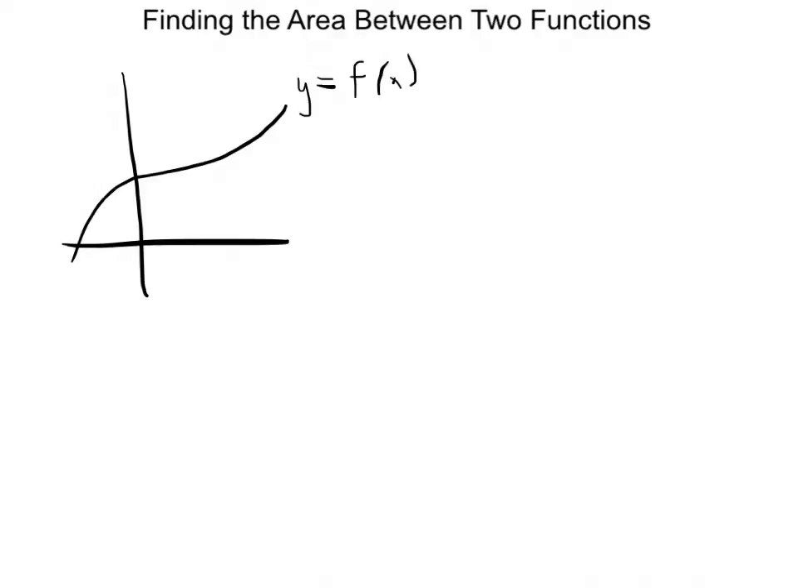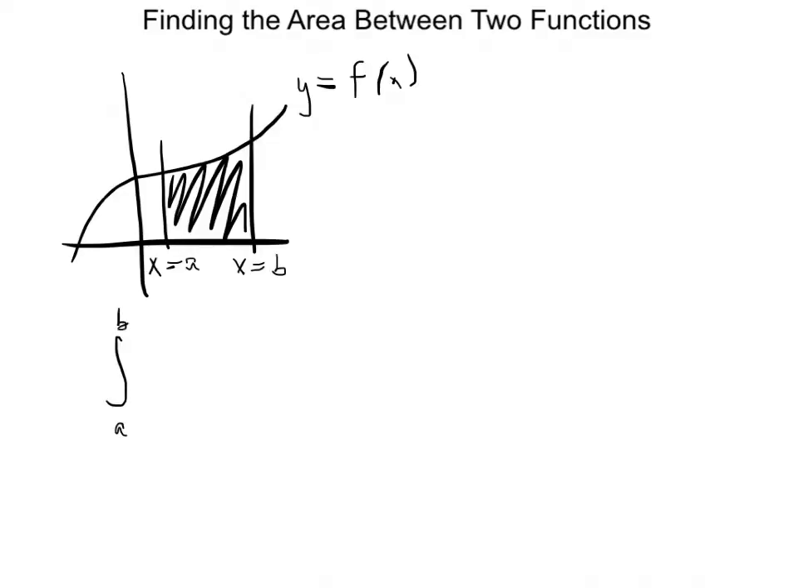So in a previous lesson, we covered the idea that if you want to find the area under a given function, for instance, suppose we've got this function y equals f of x, and you want to find the area between x equals a and x equals b. If you want to find this area between that and the x-axis, you do the integral from a to b of f of x dx.